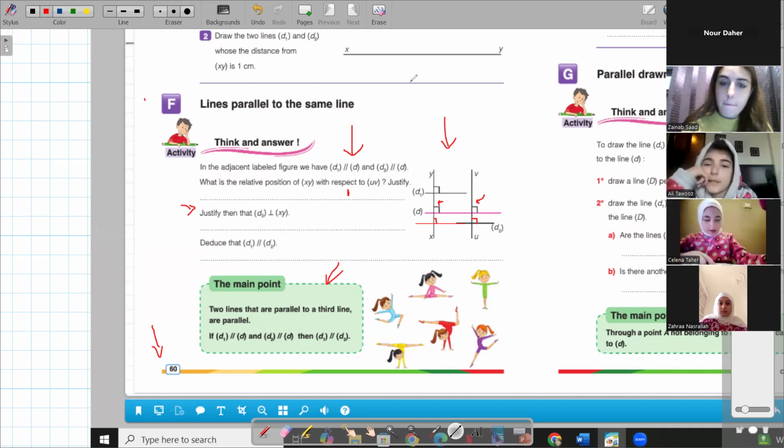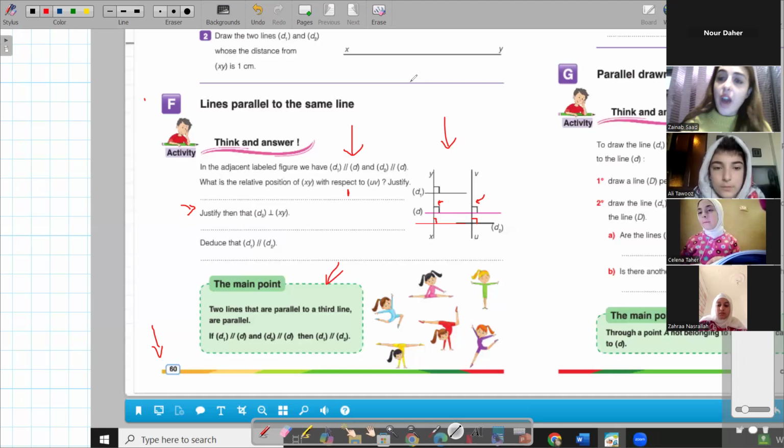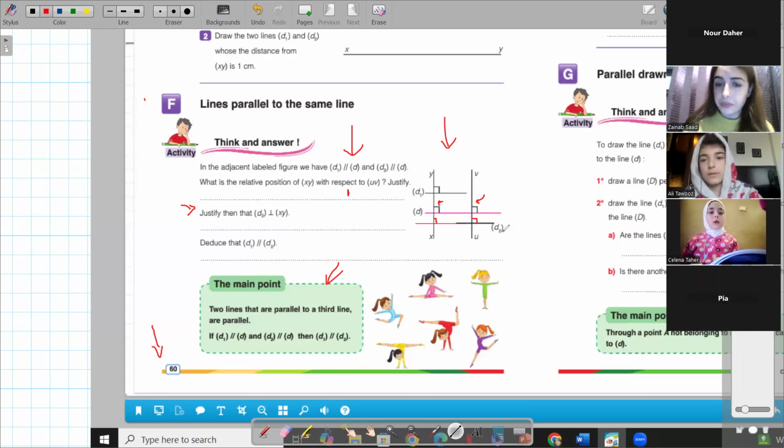Okay, D1 and D2 are parallel. I think so, because if two lines are parallel, then every line perpendicular to one is also perpendicular to the other. You have to say, no, because they are perpendicular to the same line, then they are parallel. You have to prove that they are parallel. We don't know that they are parallel. You have to tell me why they are parallel, since they are perpendicular to the same line.